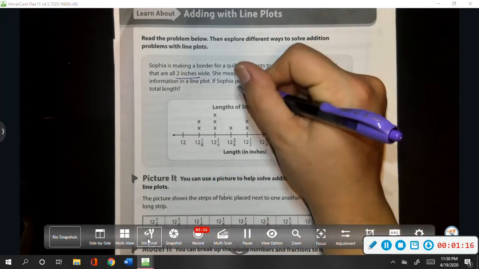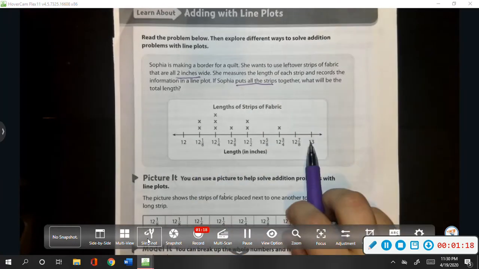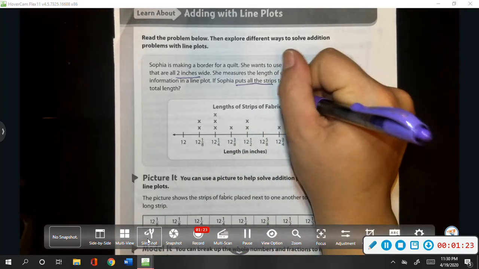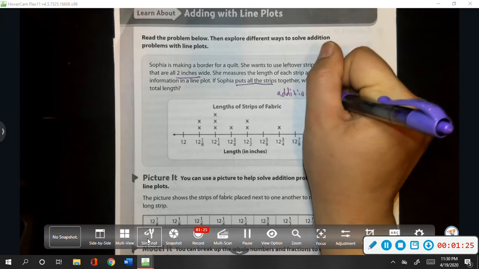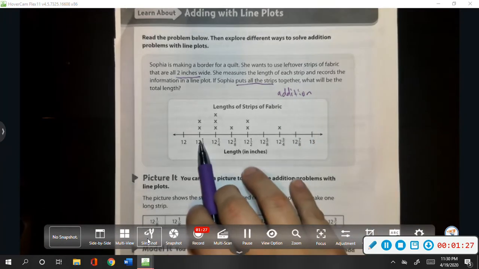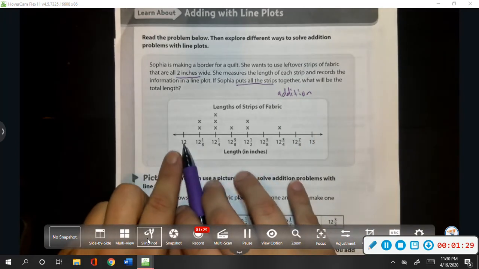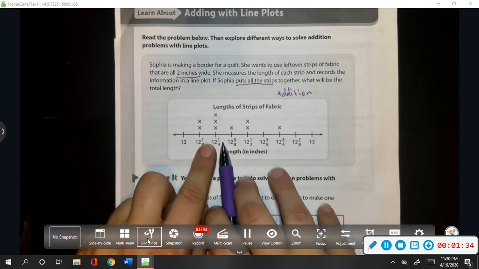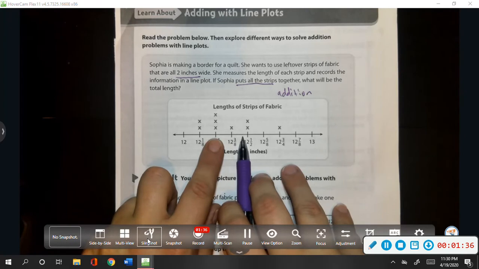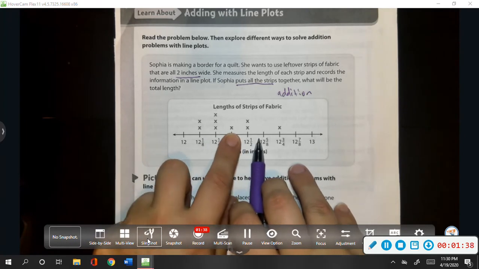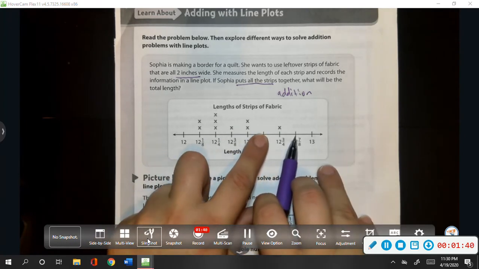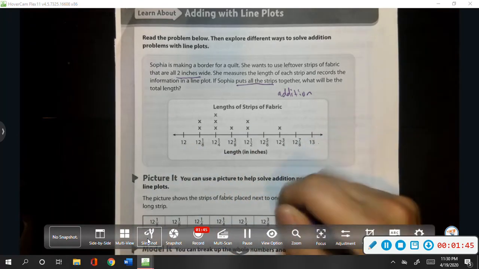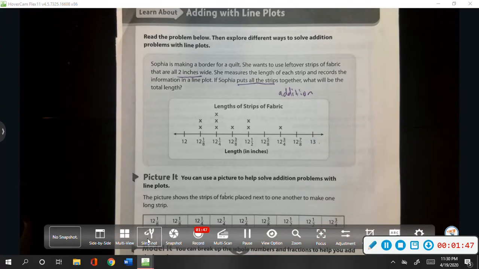So they want us to put all these strips together. So when we put all things together, we are doing what? We are doing addition. But if you look at this line plot closely, we have 12, 12 and 1/8, 12 and a quarter, 12 and 3/8, 12 and a half, 12 and 5/8, and 12 and 3/4, and 12 and 7/8 going all the way to 13.